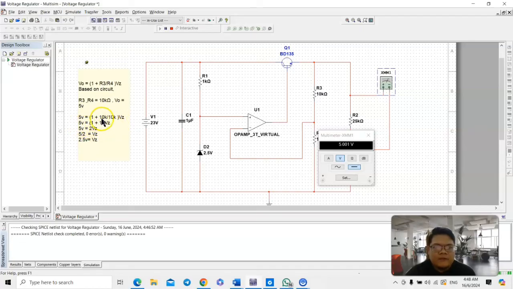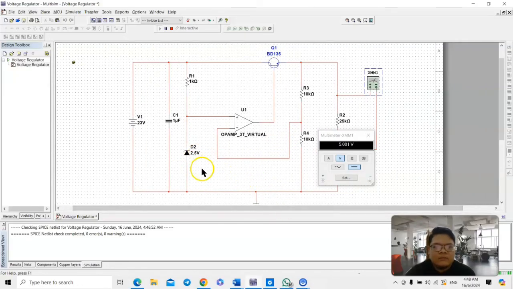10 kilo over 10 kilo gives 1, and after that 5 volt equals 2 VZ. We bring the 2 to the left side, which is 5 over 2, and the final answer we get is 2.5 volt. So that's why I set the diode to 2.5 volt. I think that's it from me for the voltage regulator, and for the other part my friend will continue. Okay, thank you.